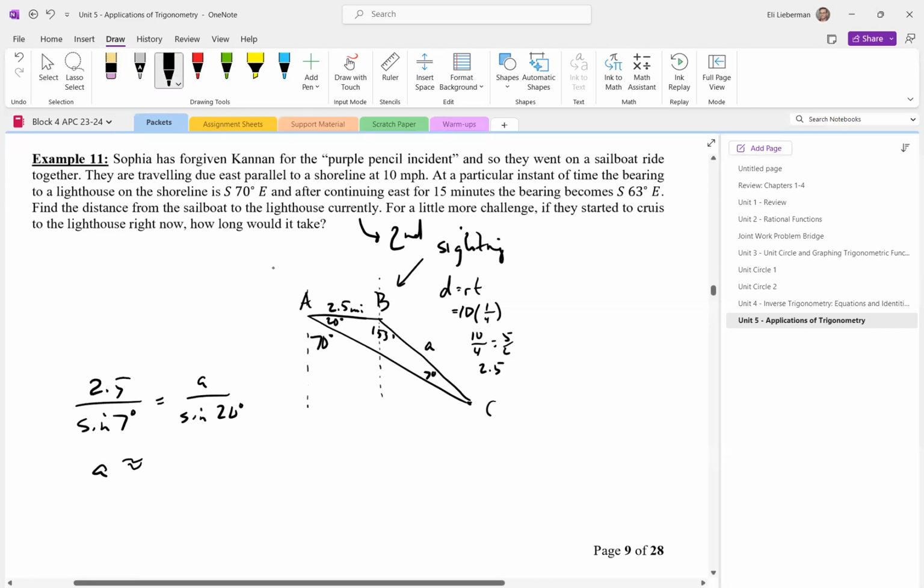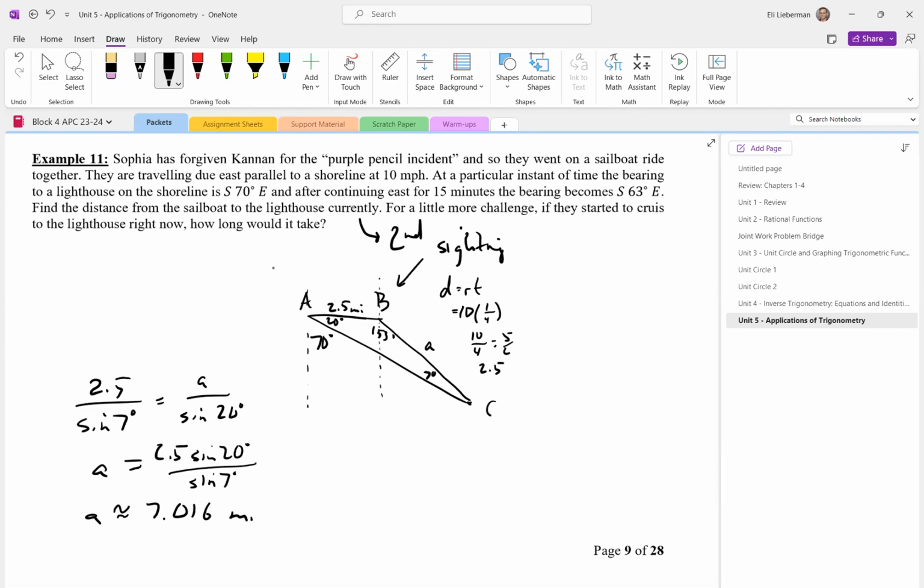So it would be 2.5 times sine 20 divided by sine 7. This is not an approximation, this is exact. And the units would be? Are you asking your neighbor? I'm just kidding. Okay, are we good with this?